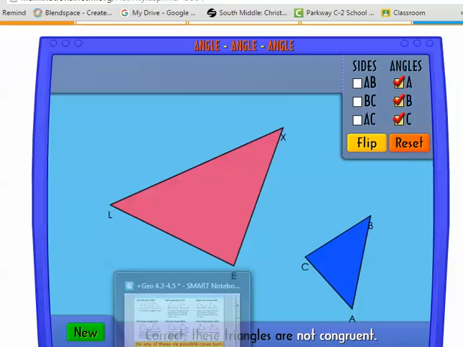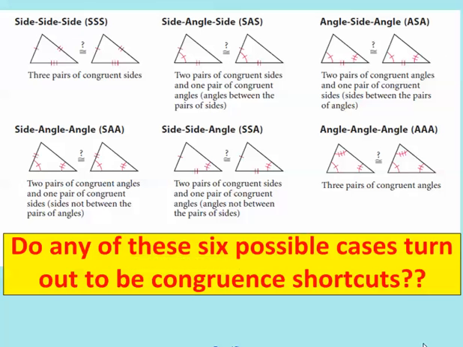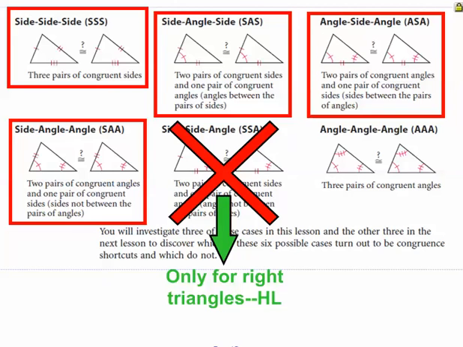So let's go back to recap the 6 possible cases. As we did our investigation, the first 4 combinations worked to create congruent triangles consistently. So side-side-side, side-angle-side, angle-side-angle, and angle-angle-side all work as congruency shortcuts. The side-side-angle doesn't work for us. However, as we get into investigating right triangles and congruency, we're going to find that right triangles are going to give us a special case for that.